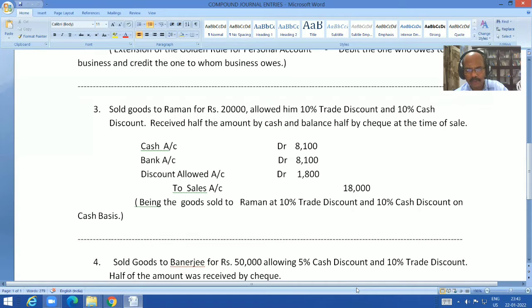And discount allowed comes how much? How much is the discount that has been allowed? 10% cash discount. 10% of 18,000 is 1,800. And the balance amount, whatever is there, comes to 16,200, equally settled with cash and bank. In other words, he owes me net of discount 16,200. Out of that 8,100 cash he has given, and the balance I received by check. I hope things are clear to you. Being goods sold to Raman at 10% trade discount and 10% cash discount on cash basis.